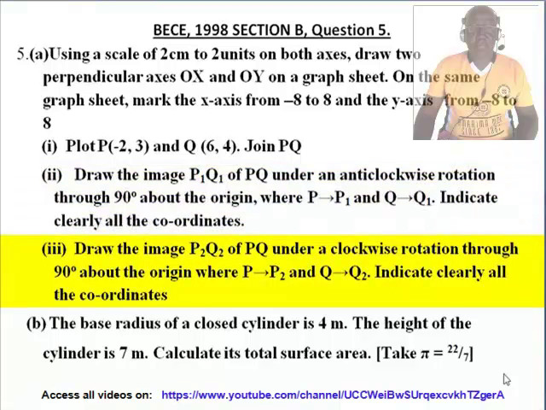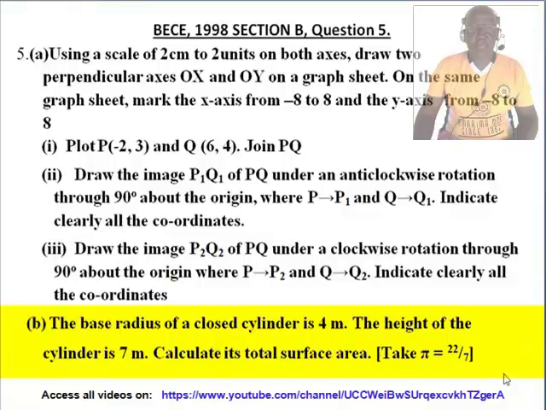II. Draw the image P2Q2 of PQ under a clockwise rotation through 90 degrees about the origin, where P maps into P2 and Q maps into Q2. Indicate clearly all the coordinates.